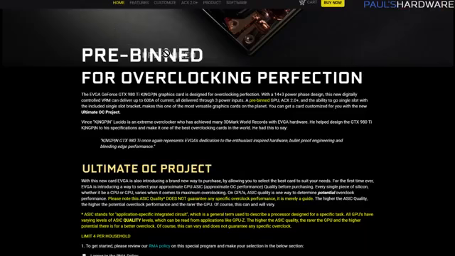Binning is just sorting, and when an add-in board partner gets a batch of GPUs from NVIDIA, it's common practice to test each one first before plopping it onto a graphics card PCB to determine what is known as ASIC quality. Higher ASIC quality means that the GPU can maintain its operating frequency using less voltage, which almost always means that it can run stably at a higher frequency than another otherwise identical GPU with lower ASIC quality.